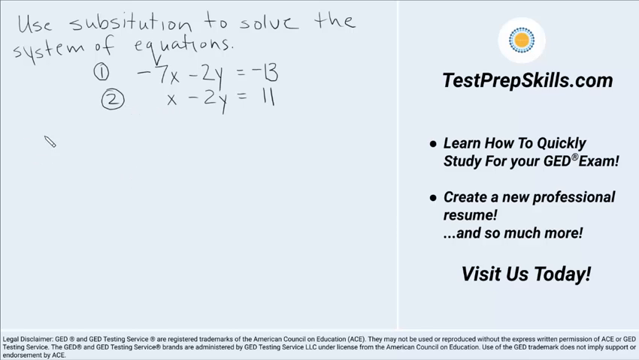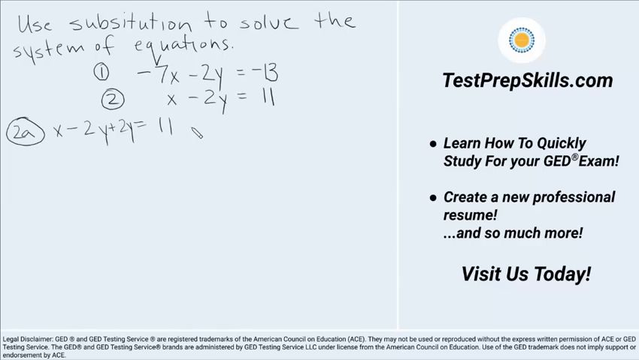Okay, so we're going to start with equation 2, and we're going to now refer to this as equation 2a, okay? Because I'm going to start modifying it. So I start with x minus 2y equals 11. Now I want the x by itself, okay? So I have this minus 2y here. If I do the opposite action, so I add 2y, it's going to cancel itself out.